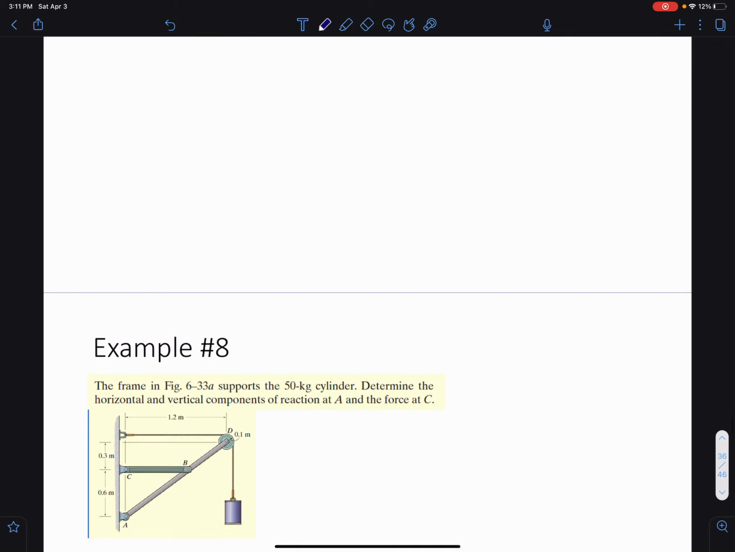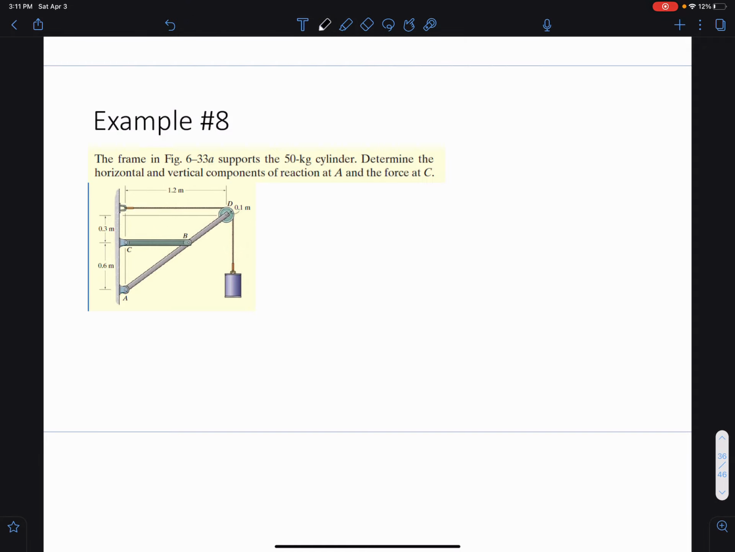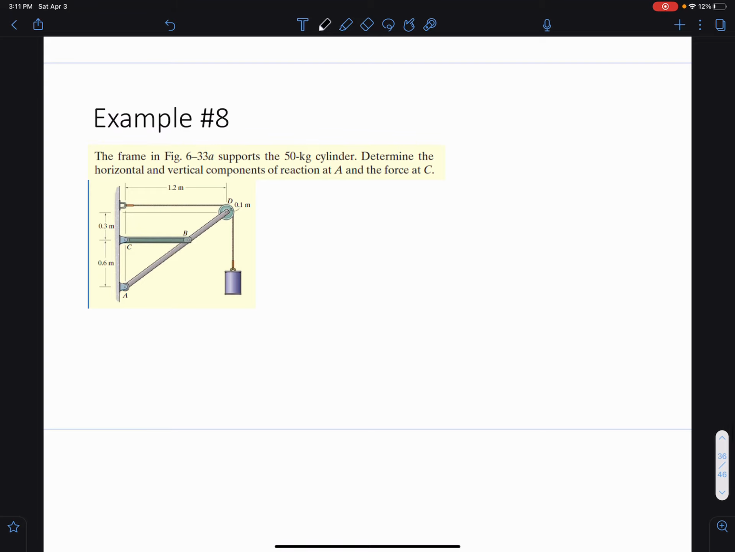Okay, let's continue. We have another frame here, and now we want to actually do some analysis on this frame, so we're going to move past just drawing free body diagrams, and we're going to determine the horizontal and vertical components of the reaction at A and the force at C. Okay, so of course our first step here is always to draw our FBD. There's a lot of stuff going on. So let's draw the FBD of this cylinder system and see what's happening.